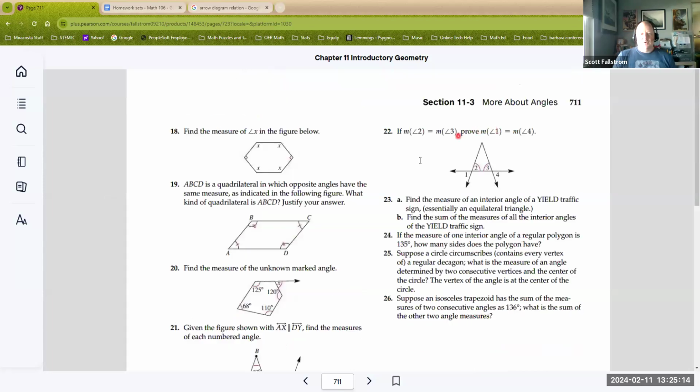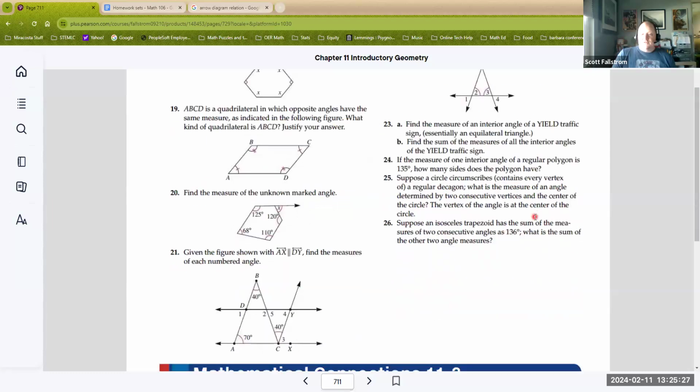Let's see here, 22. Yeah, once again, prove angle 1 equals angle 4. If the measure of 2 is equal to the measure of 3, can you prove 1 is equal to 4? Okay, going to come back to some of the definitions. Not going to do 23. I think I skipped that one.